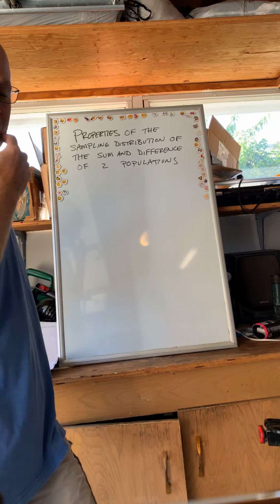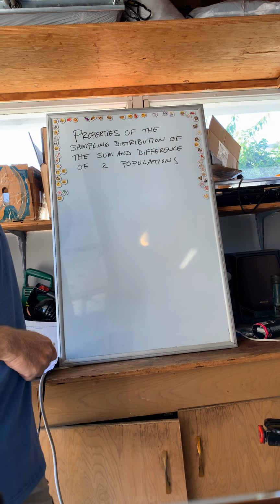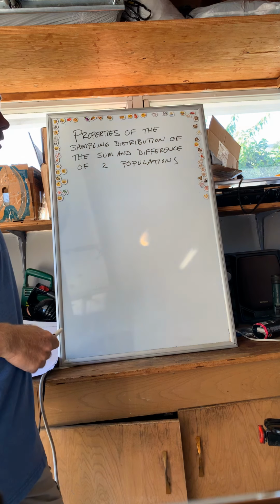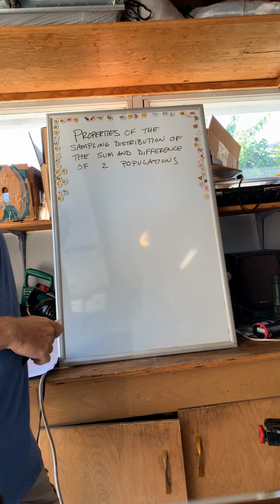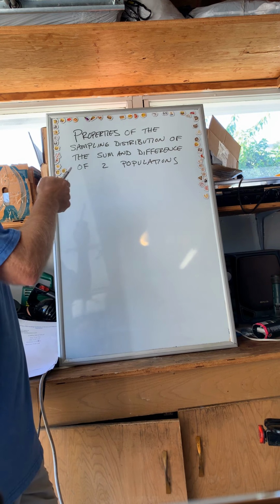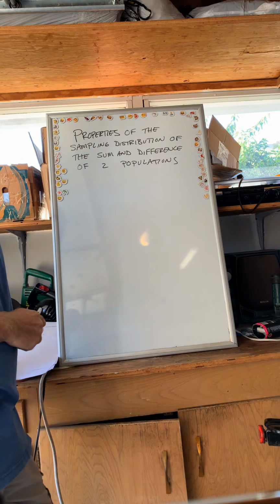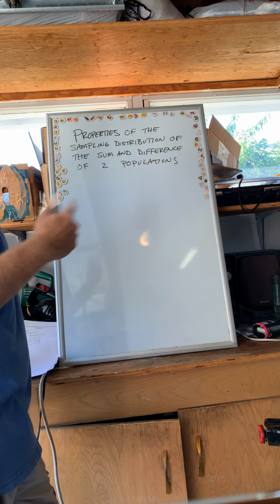Okay, this is a quick rundown on lesson 5.5. I'm going to try to do this as quickly as I can because I know you probably don't want to watch this for too long, but maybe it'll help you if you had a chance to read this. I'm going to go through the properties of this distribution. The title is called Properties of the Sampling Distribution of the Sum and Difference of Two Different Populations.